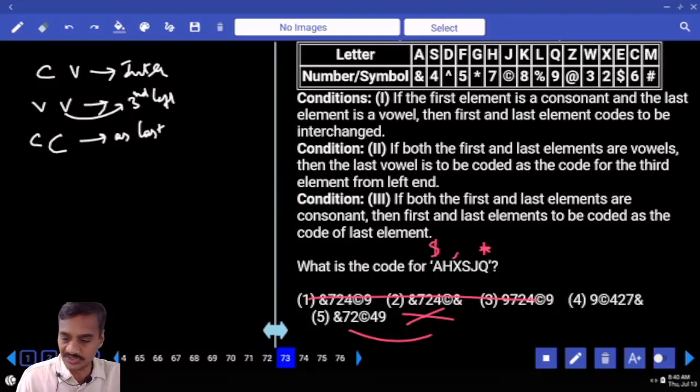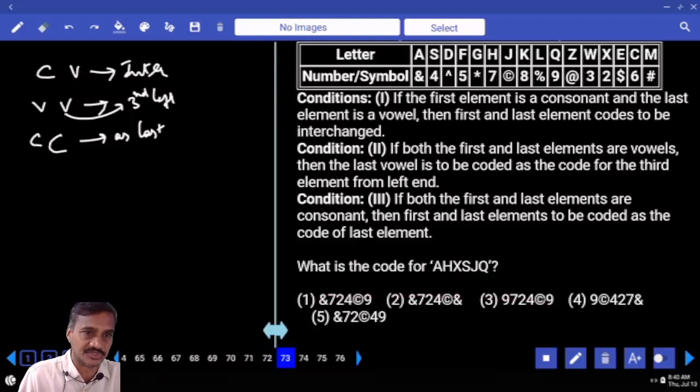The next one, 73. Now first is a vowel, last is a consonant. Now vowel and a consonant, there is no condition based on this one. Hence directly you need to take according to the table. Now A is what? End, and Q stands for 9.